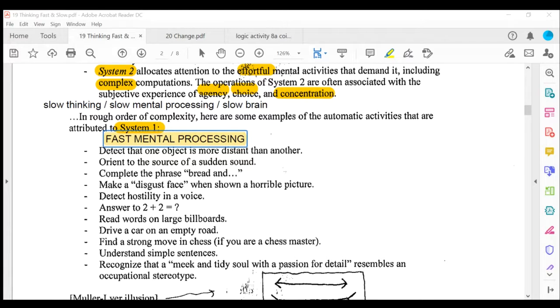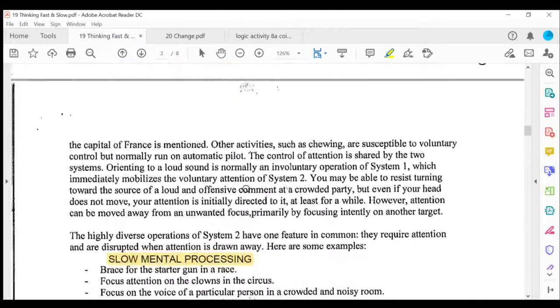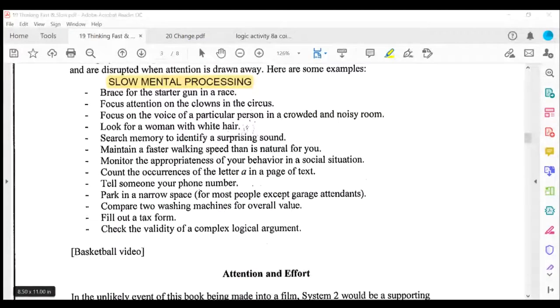All right, excellent examples, everybody, of fast mental processing. Now let's take a look on the other, slow mental processing. I want your examples of slow mental processing right now. Anything that requires a lot of effort, a lot of heavy lifting mentally.